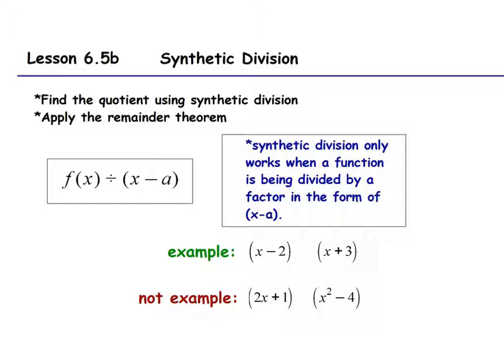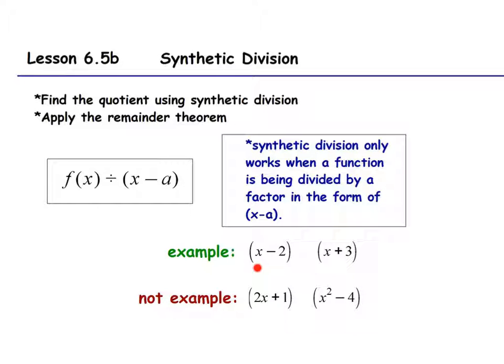For synthetic division, you are taking a polynomial that I'm going to call f of x, and you're dividing it by a very specific quantity. It must be a binomial in the form of x minus a, where a is any real number. Therefore, synthetic division only works when the function is being divided by this factor in the form of x minus a. If you do not have a factor in that form, you cannot use synthetic division, and therefore you'd have to use long division. So let's look at some examples of x minus a.